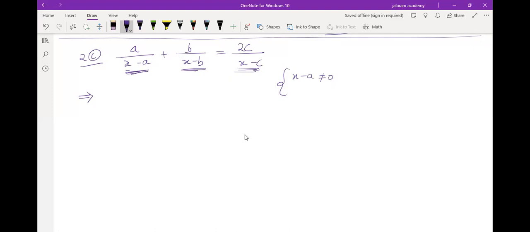But remember one thing, if they are in the denominator, we should consider them non-zero. That's why x minus a is non-zero, x minus b is non-zero, x minus c is also non-zero. Why? As they are in the denominator. Denominator cannot be zero, otherwise the number will be not defined. Is that clear to you?